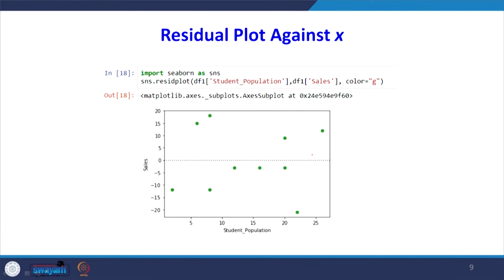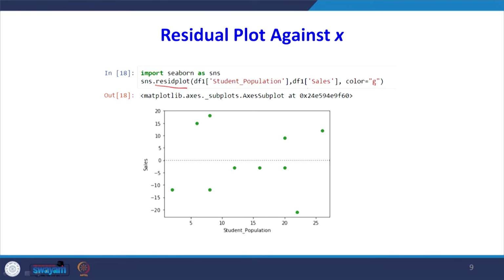Import Seaborn as SNS. Before that, we have to import the data set that I will show you at the end of the class. So, SNS dot resid plot is used for plotting the residual. One variable is student population, that is the x value, the y value is sales, and the color is green. So, we will get this output.